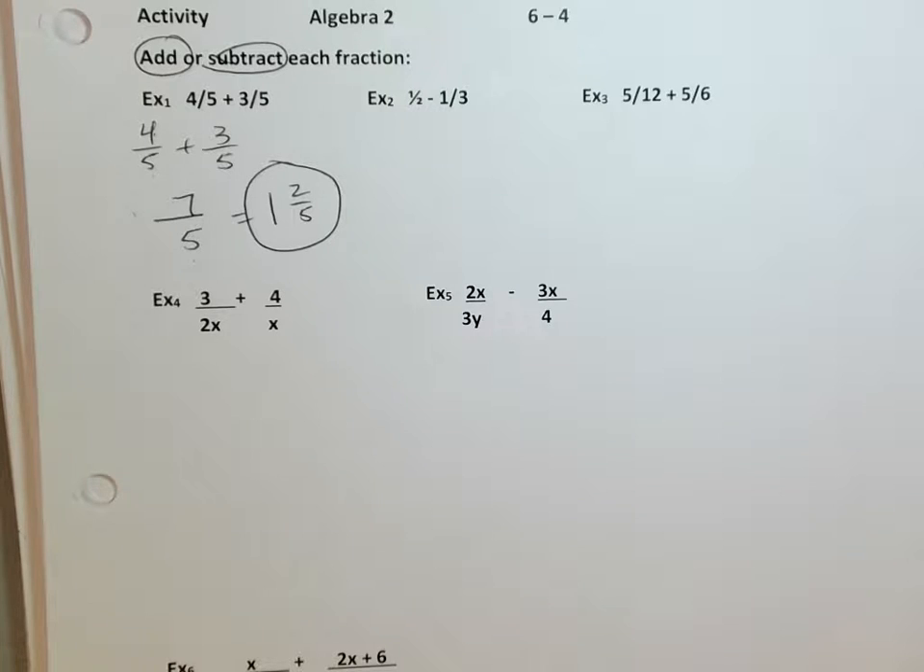Okay. Now, when I add them, there's no tenths. Correct? There's just fifths, all right? All right, let's take a look at number 2.